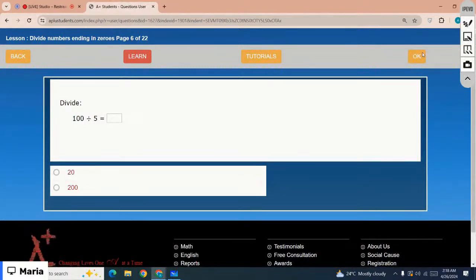Next one is 100 divided by 5, which is the correct option? Yes, the correct option is 20. 100 divided by 5 is 20.